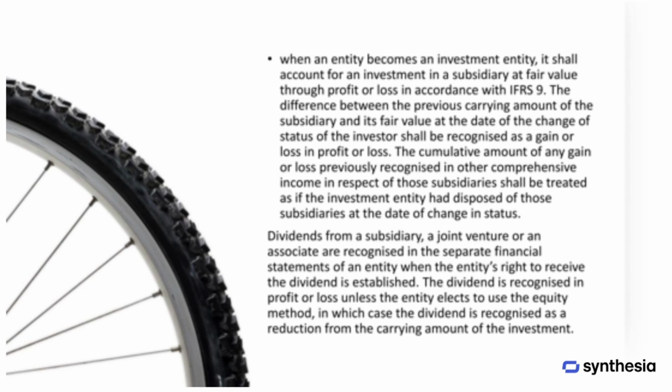Dividends from subsidiaries, joint ventures, or associates are recorded in the separate financial statements when the right to receive them is established. These dividends are recognized in profit or loss unless the company chooses to use the equity method, in which case dividends reduce the carrying amount of the investment.